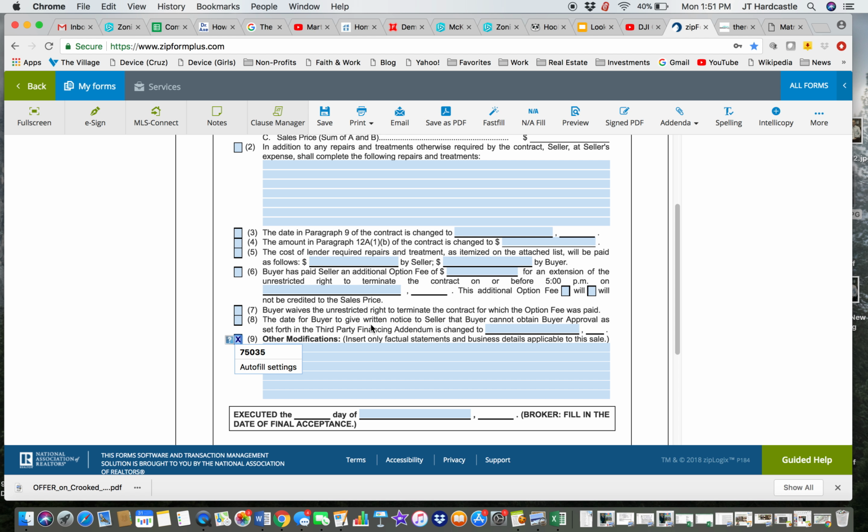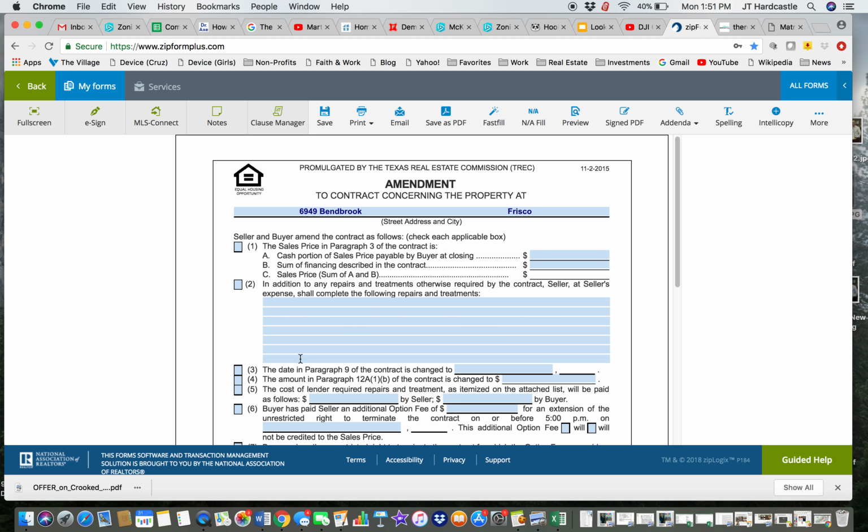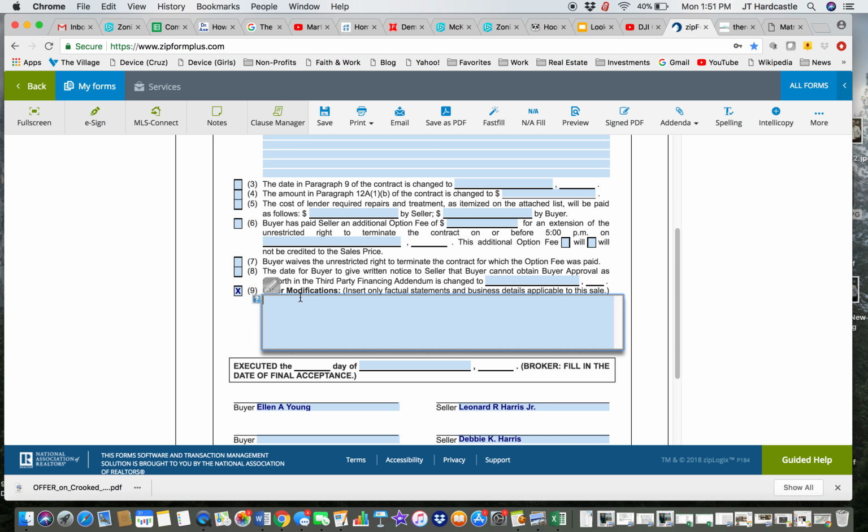And then the last one, number 9, basically other modifications. Anything that doesn't fit in these first 8 sections, this is where you would try to address this. And again, remember, we are not lawyers. We are not trying to act like lawyers, but if we need to talk about something or use a section that doesn't really fit, this is where you would describe and put it here.